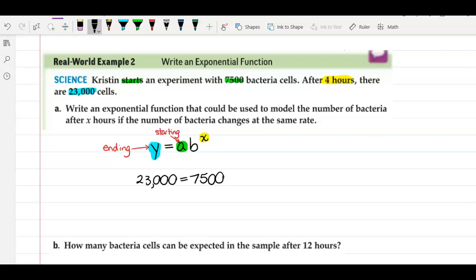I don't have a number for B right now. It doesn't tell me if it's doubling or tripling or increasing by 12.5% per hour. So I just put a B. But I do know that X is 4. From here, we can actually solve for B. We're going to divide by 7,500 on both sides because I need to get B by itself.